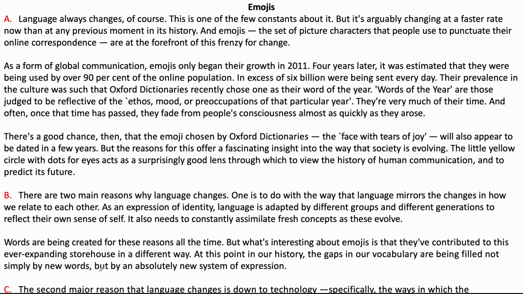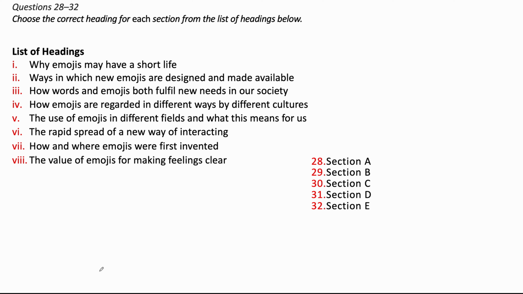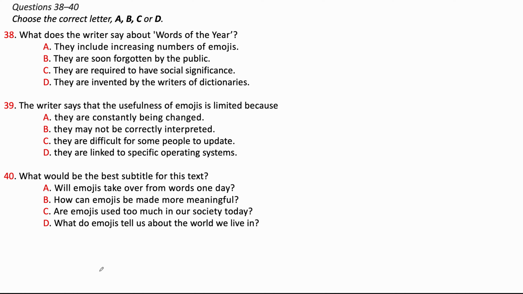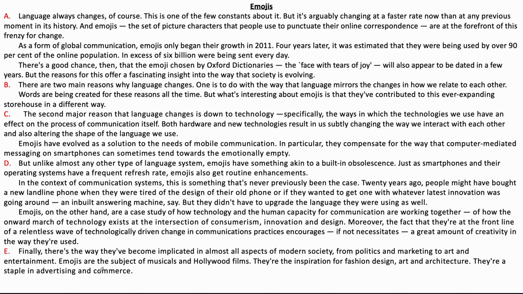In this video, we'll work on Section 3 of the IELTS General Reading, Book 19, Test 1. There are three question types: list of headings or matching headings, gap fill or complete the summary, and multiple choice questions or MCQs. Let's begin with list of headings. The passage is divided into sections A, B, C, D, and E.